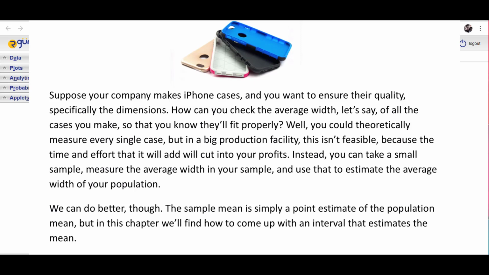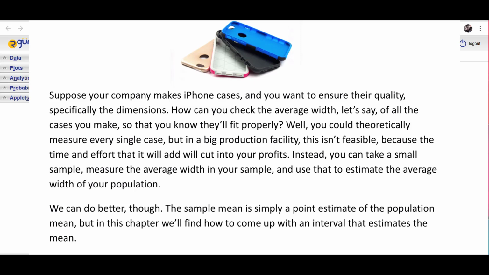There are too many cases to measure and it would cost too much money, cutting into your profits. So instead, you can take a sample of your iPhone cases, measure the width of each case, and then take the sample mean and use that as your estimate of the population mean, right? But is that the best estimate?